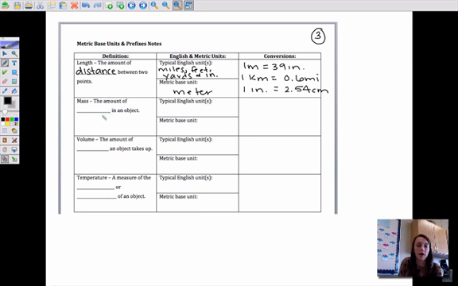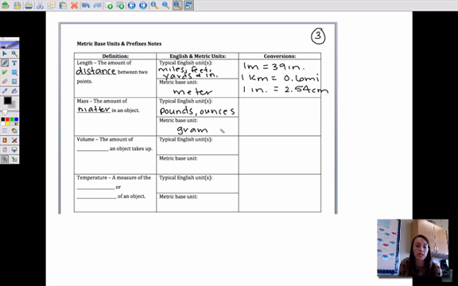The next thing we're going to talk about is mass. And mass is the amount of matter in an object. It's important to know that mass and weight are not the same thing, but we're not going to cover that until a later unit. So for right now, we're just going to focus on mass being the amount of matter or stuff in an object. So because people get it mixed up with weight a lot, some typical English units are things like pounds and ounces. But our metric base unit for us is going to be the gram.